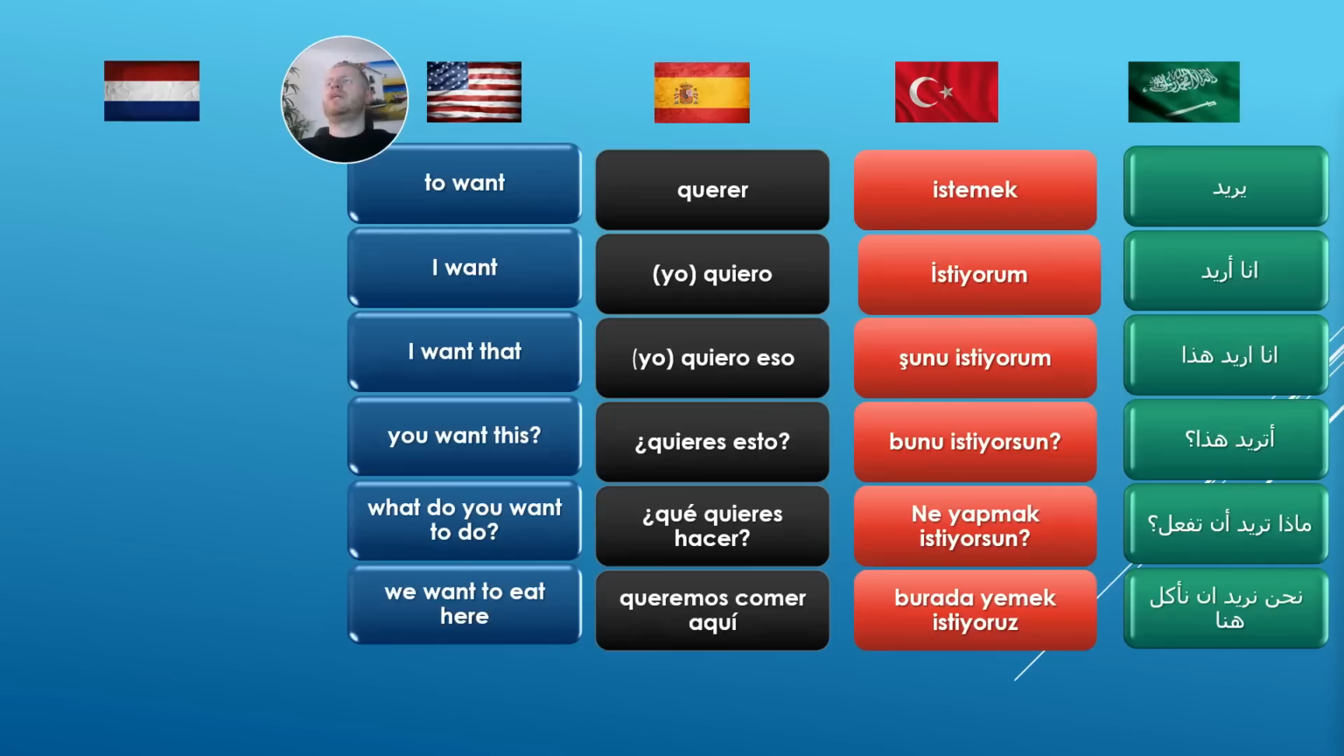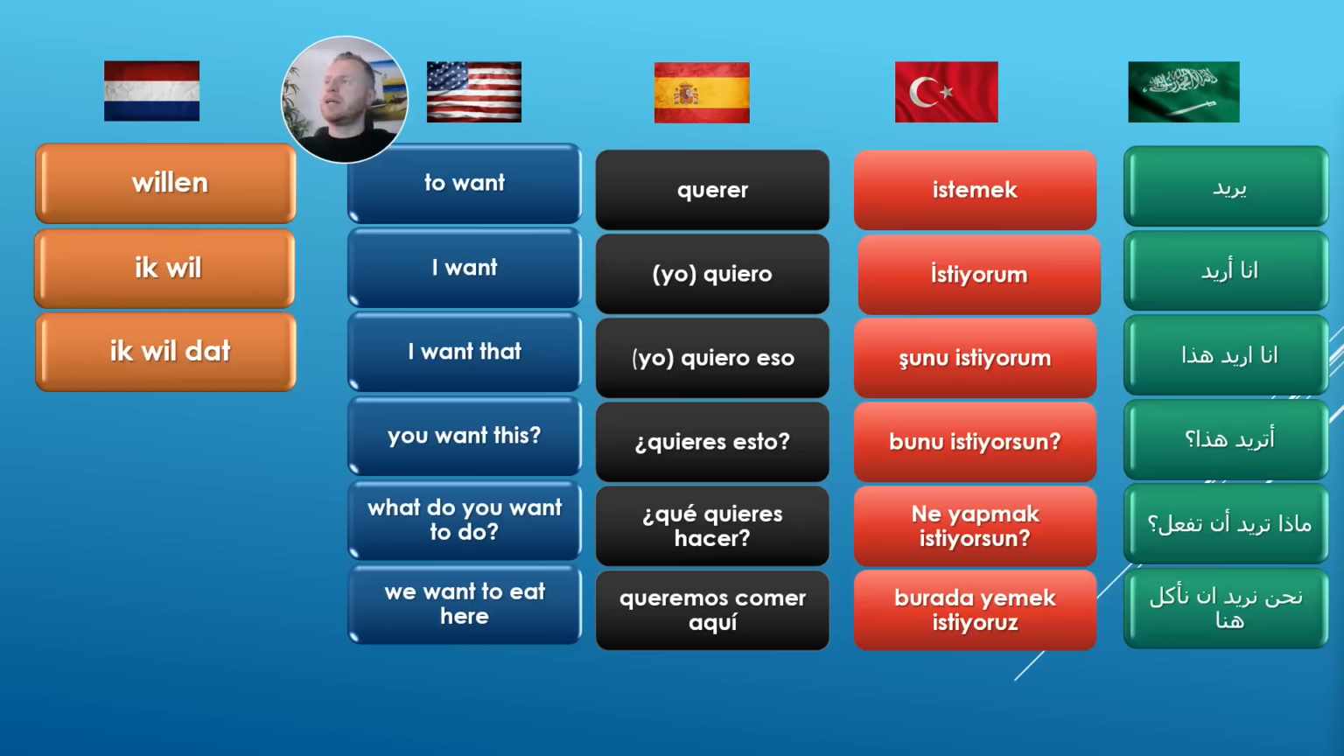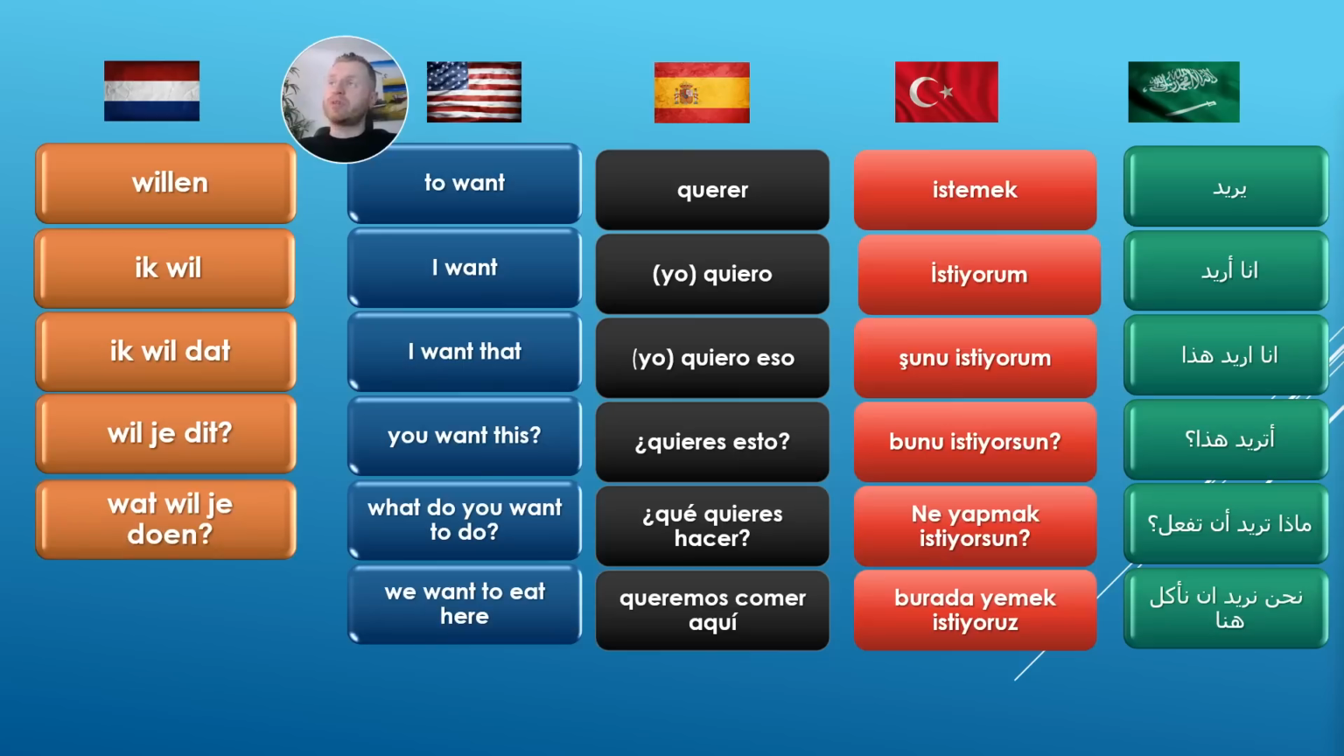To want, infinitive: willen. The N at the end. I want: ik wil. I want that: ik wil dat. You want this: wil je dit? What do you want to do? Wat wil je doen? We want to eat here: wij willen hier eten.